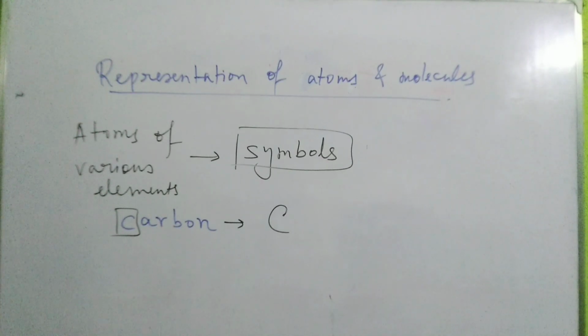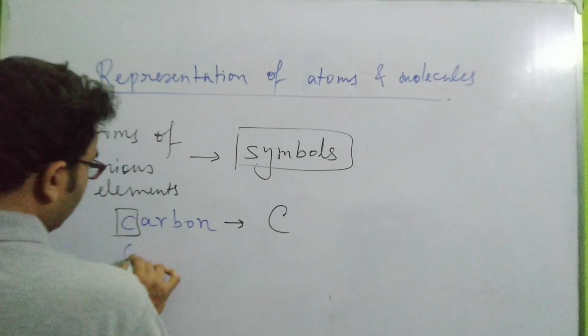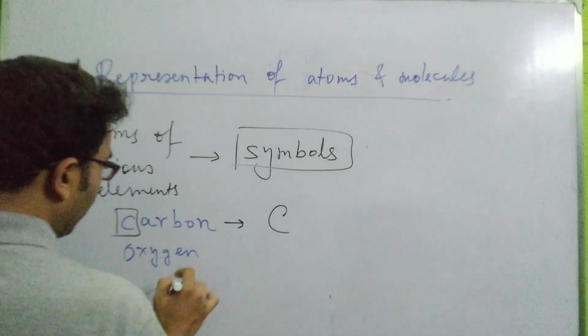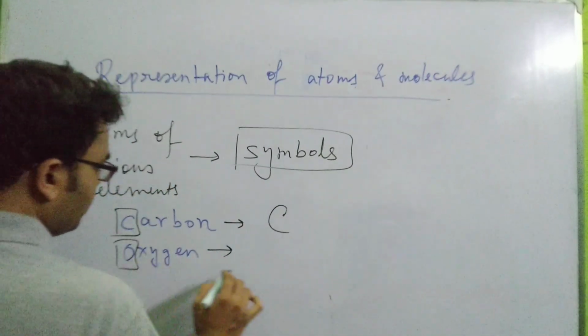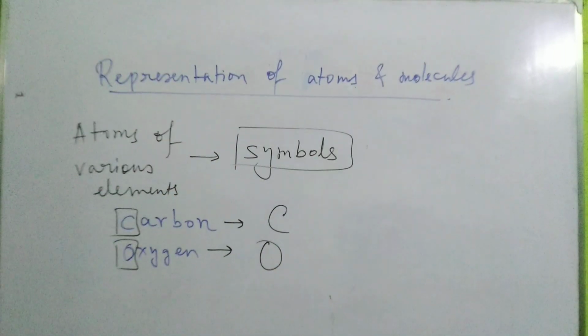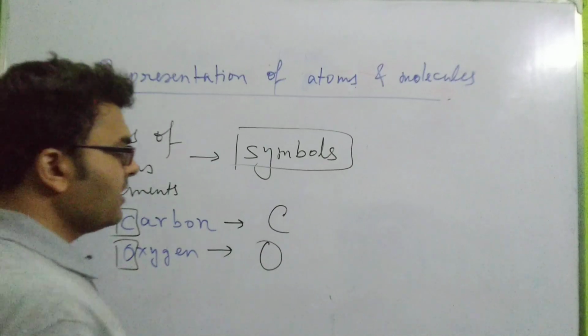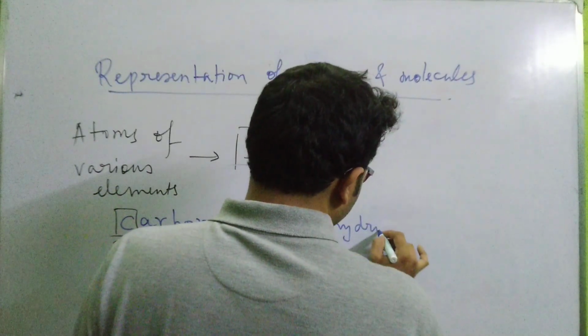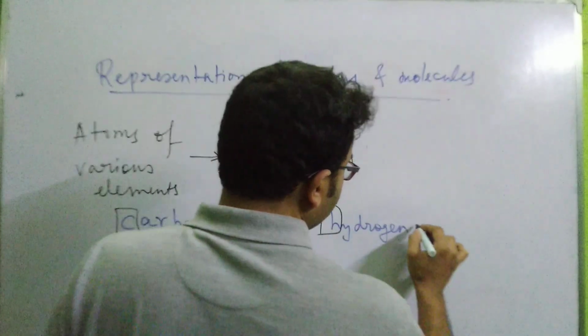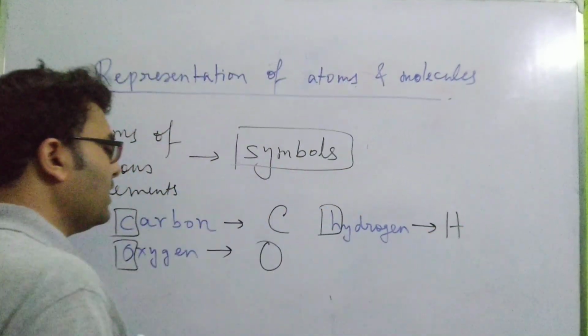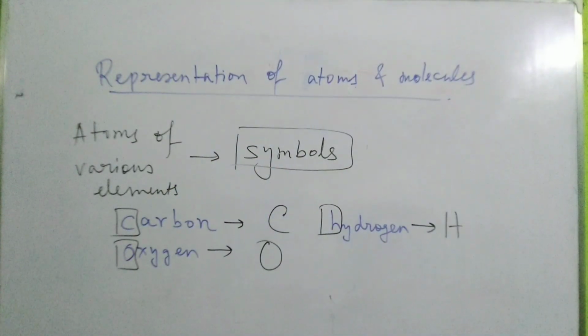You consider oxygen. When we are trying to represent one atom of oxygen, which letter do you take? O, capital O. Likewise, if you consider hydrogen, H is the first letter. Then you take the capital H as the symbol of one atom of hydrogen. So when you write C, O, H, all this represents one atom of that particular element.